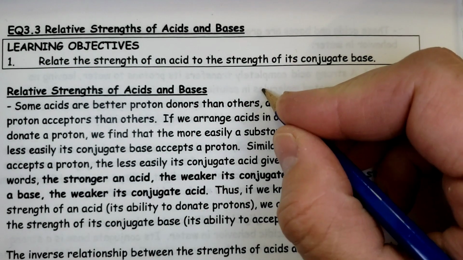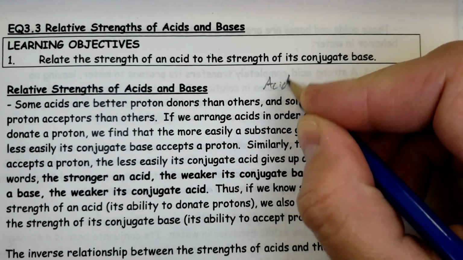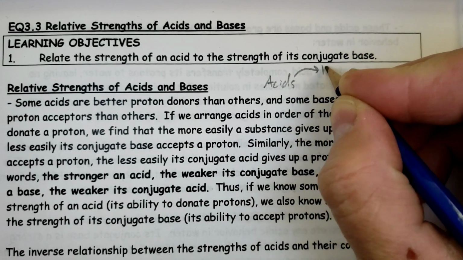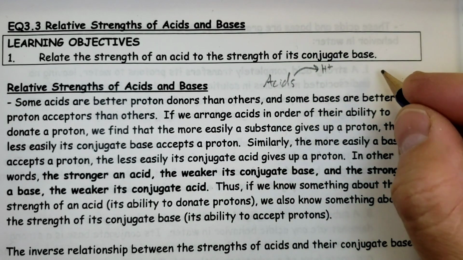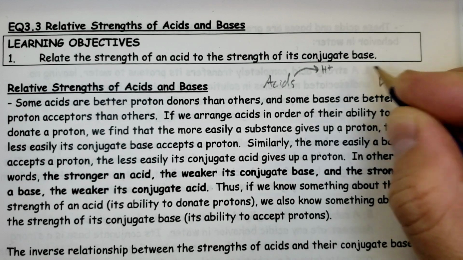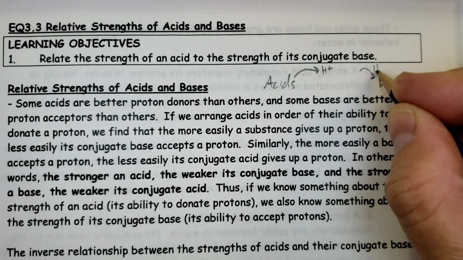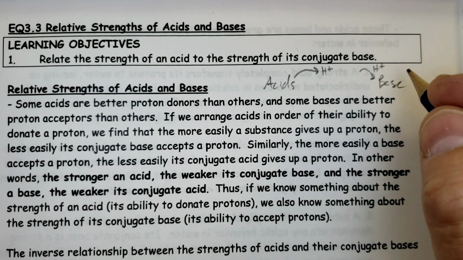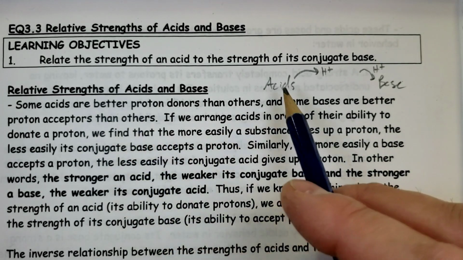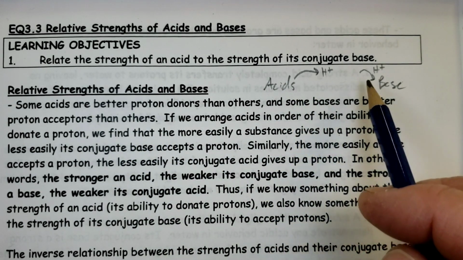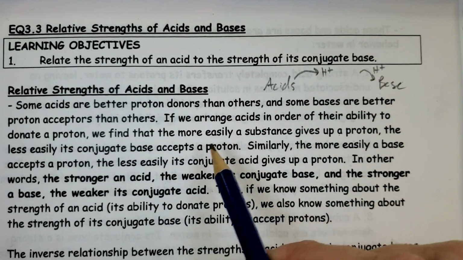Remember, we talked about acids as being something that donate a proton or an H plus ion, and a base as something that accepts an H plus or a proton. So some acids are better at doing this than others, and some bases are better at accepting protons than others.